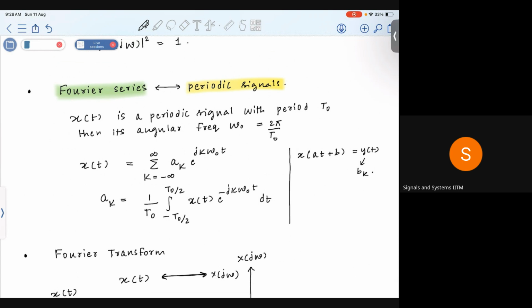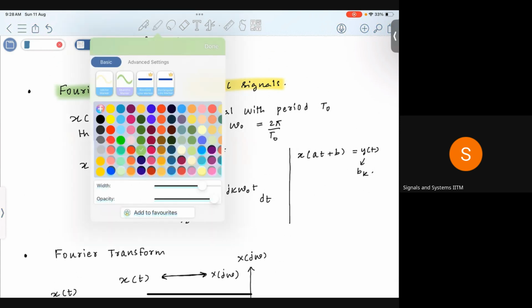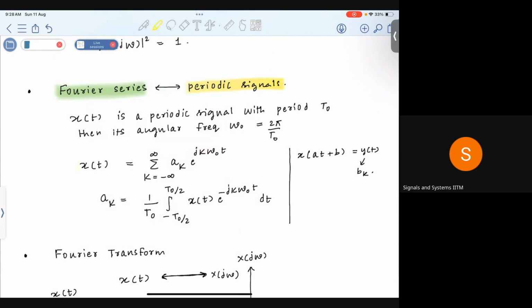Fourier series tells us that only when the signal is periodic, we can write it as the infinite sum of the complex exponential signals. But both are in time domain. You need to understand that very carefully. Both are in time domain. So this is in time domain and this is also in time domain. So it's just an alternative way of writing it.